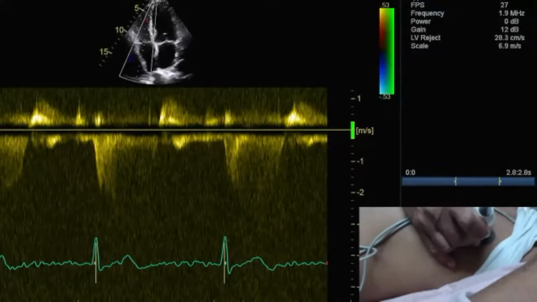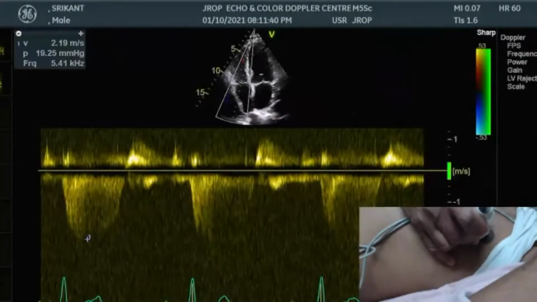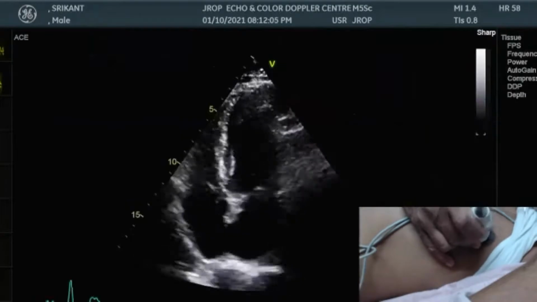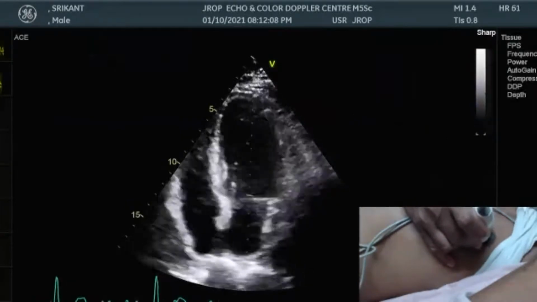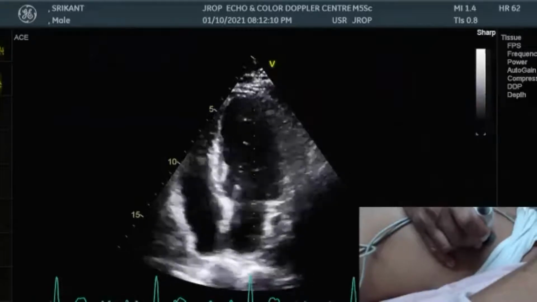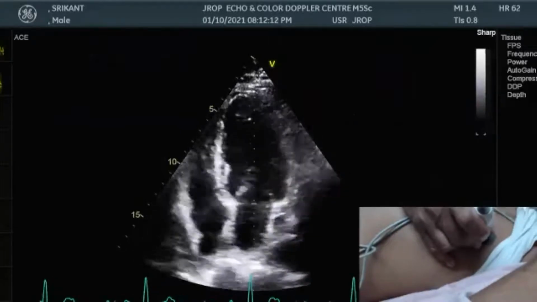If you don't have a good color Doppler, then a crude method is you put a sample volume in the mitral valve just on the LA side. And if you see a systolic turbulence, that means there is some high velocity flow. And then you can put a CW if your color is not there. But nowadays the color is present in all the machines.